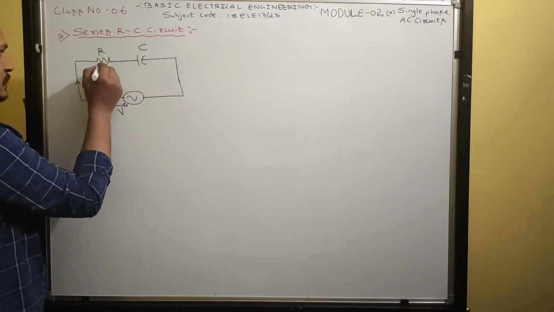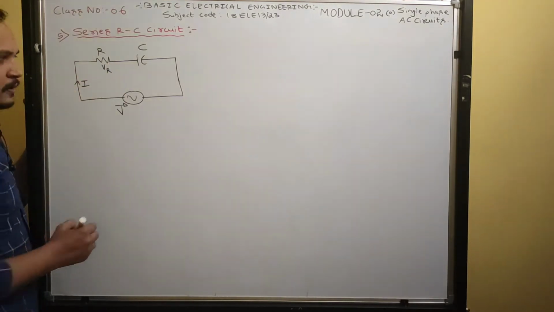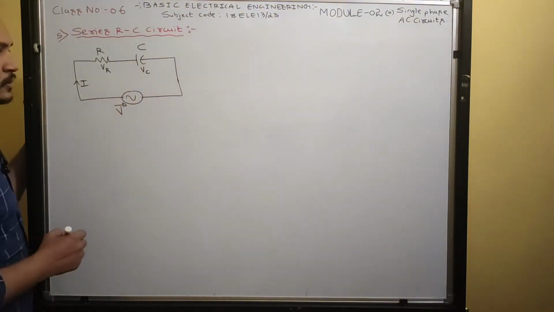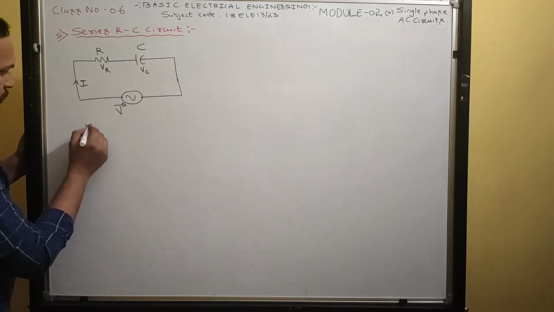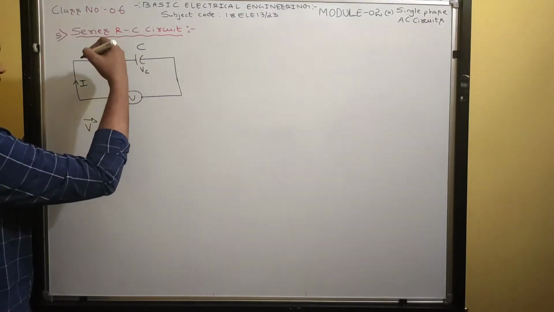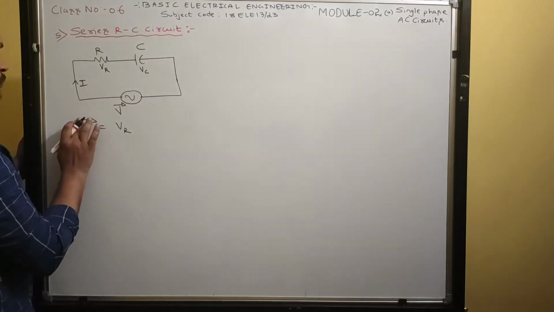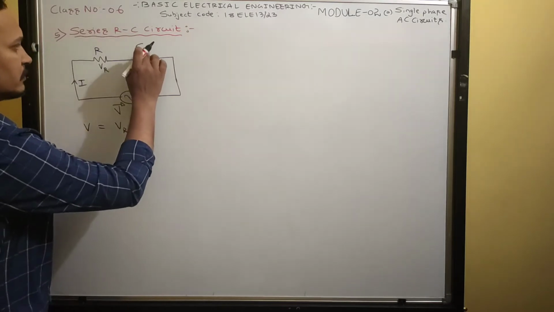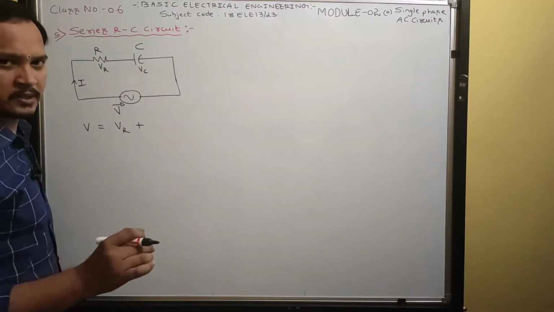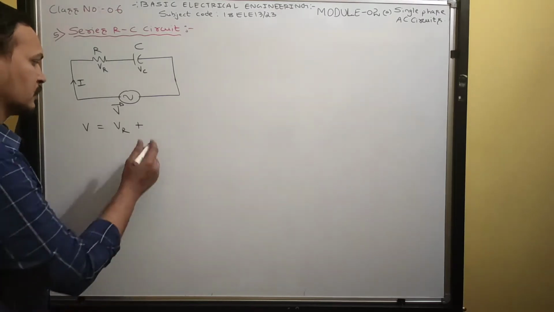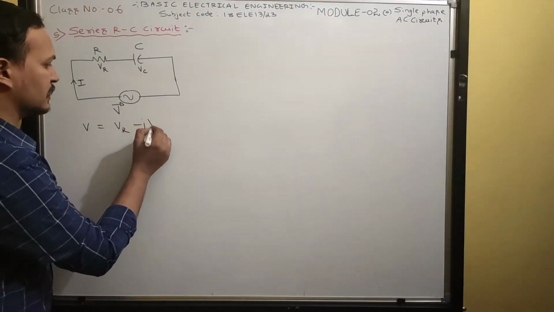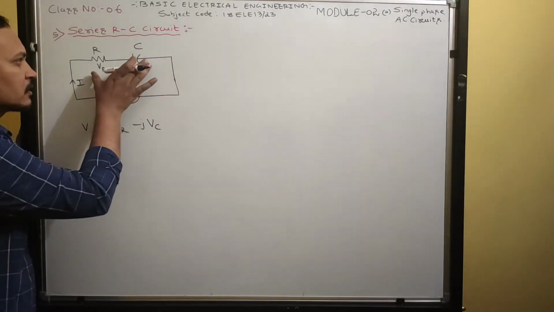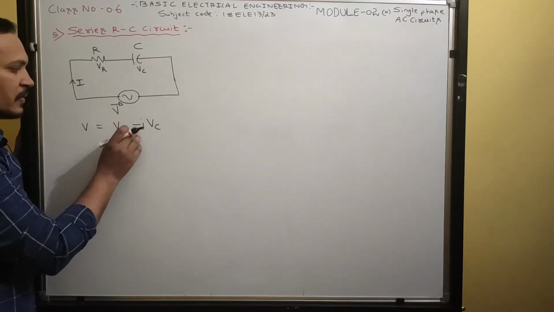Now this current into resistance gives the voltage drop across the resistor. Current into capacitive reactance gives the voltage drop across the capacitor. So we can write the overall voltage connected across the circuit. AC means vector quantities. VR plus, whenever you have a capacitor, you write minus j, so VR minus j VC. So the overall voltage connected across the circuit is VR minus j VC.